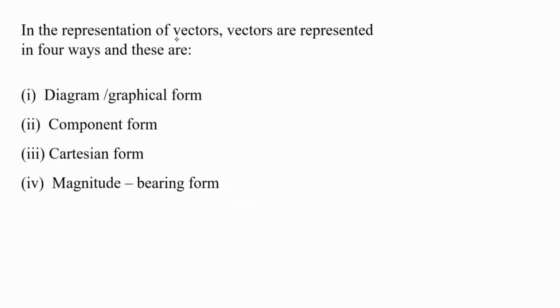In the representation of vectors, vectors are represented in 4 ways, and these are: 1, you have the diagram or graphical form; 2, you have the component form; 3, you have the Cartesian form; and 4, you have the magnitude bearing form. So the graphical form, we are saying that you have the vector OA. Then to represent this vector OA in diagram form, we are going to consider the x component of the Cartesian plane and the y component of it. Now, in this Cartesian plane, its origin is O, and there is a vector A here. So this is how we can represent the vector OA in graphical or diagram form.